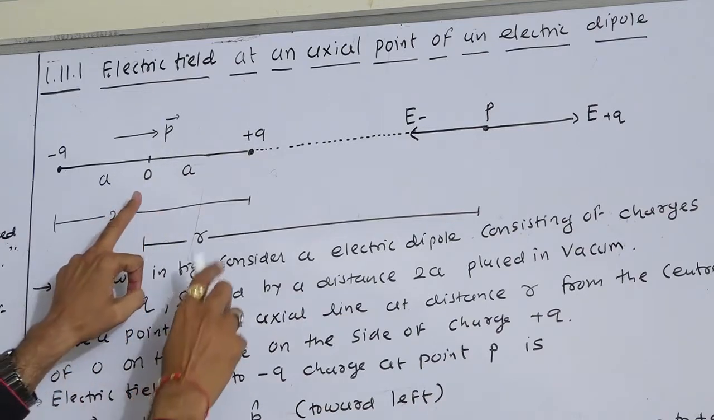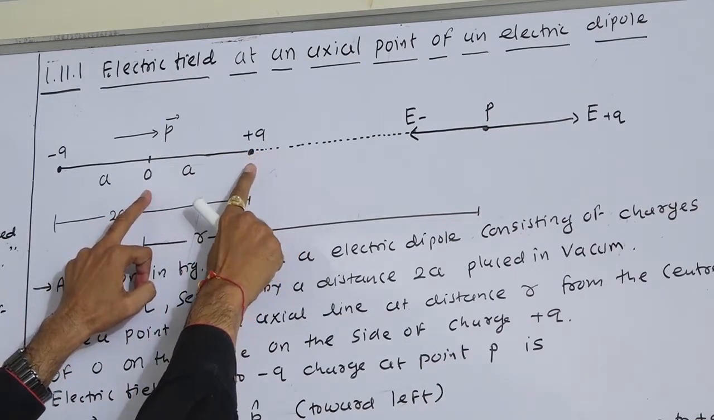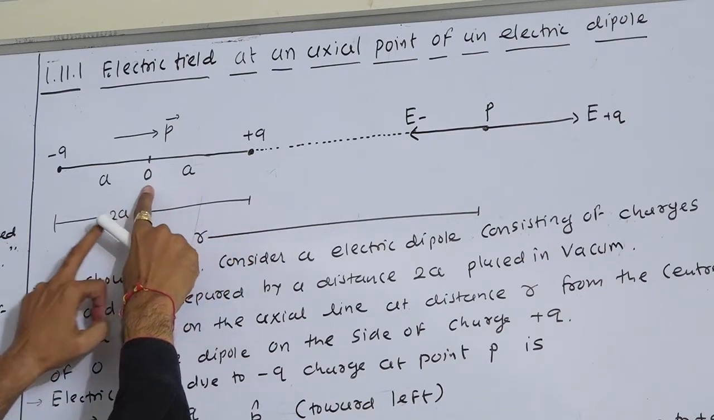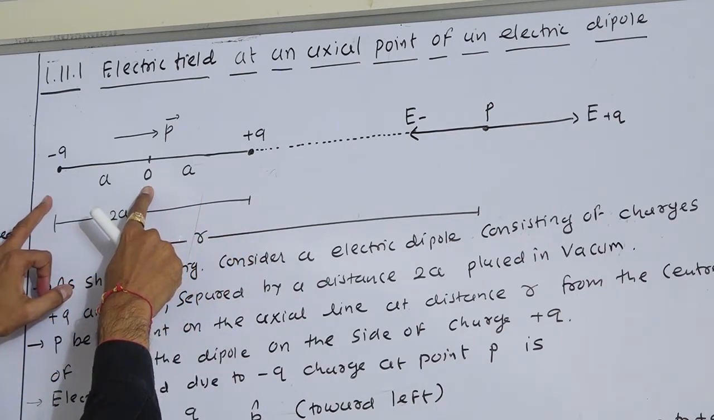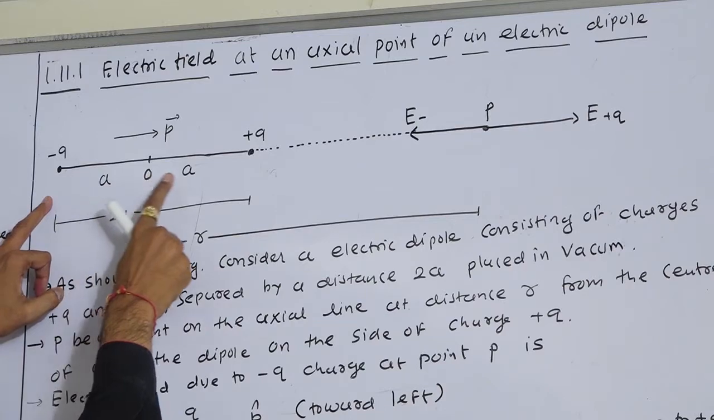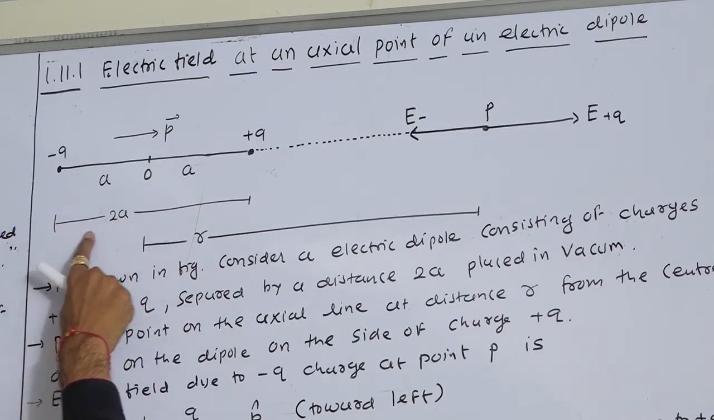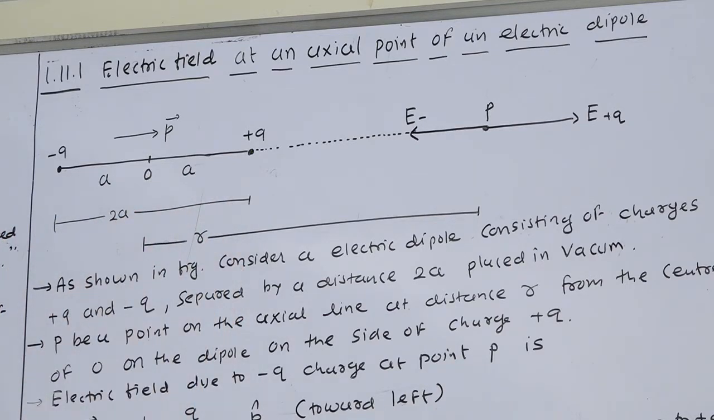From the midpoint, the distance of the plus q charge is a. From the midpoint, the distance of the minus q charge is also a. So a plus a is 2a. It is the separation between the two poles. What is the aim of this theory? Calculate the electric field on the axis of the dipole.